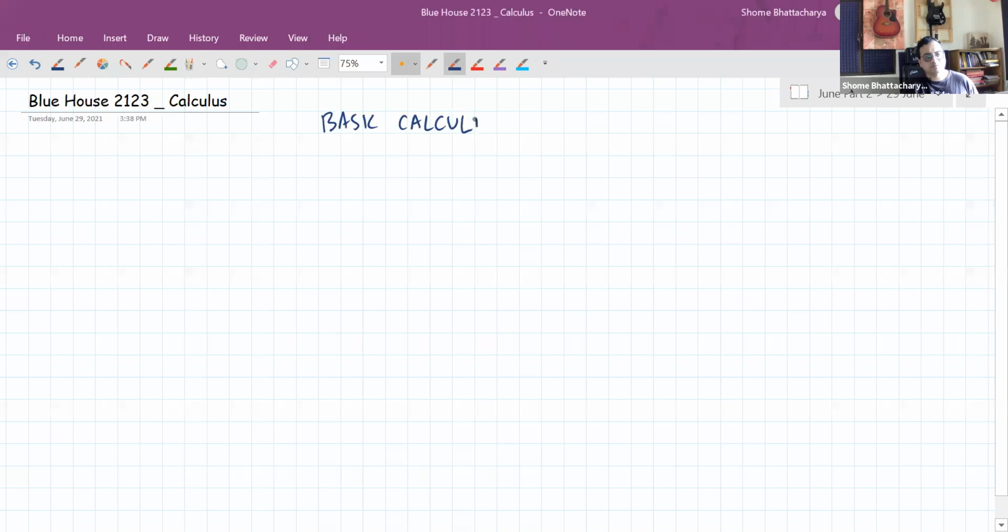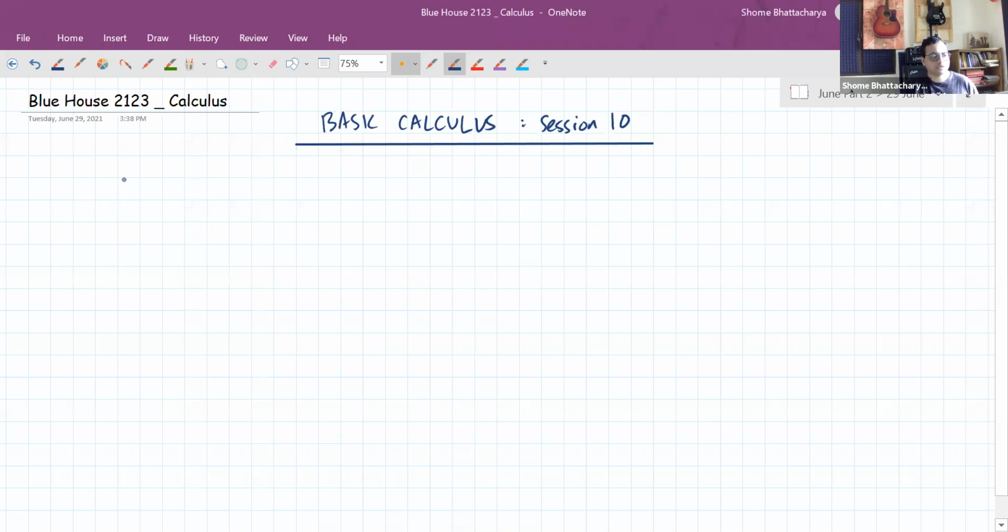This is session number 10 in basic calculus for us. We are gradually coming towards the end of this section of basic calculus. So towards the end of the last lecture, we had looked into the basics of indefinite integration. So let's start with a recap of that concept.